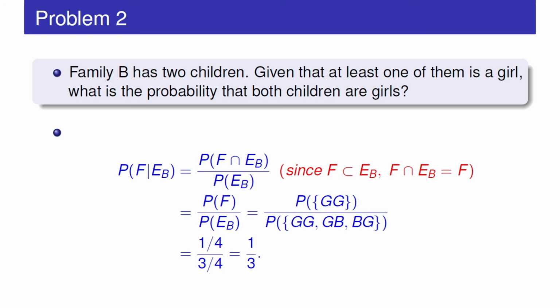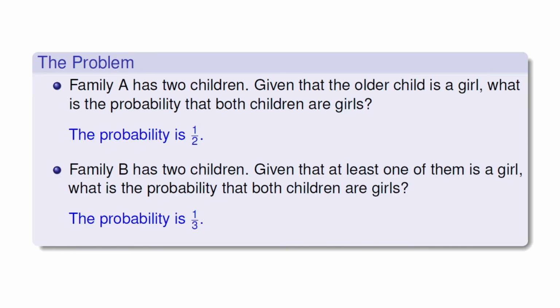So we used the definition of conditional probability and found that these probabilities, one is 1/2, the other is 1/3.